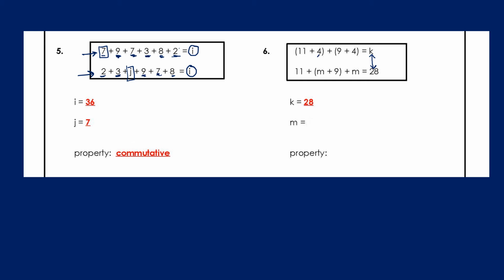And I notice that there's 2 M's and there's 2 4's, so the M must be 4. Now, 11 and 11, 4 and M, 9 and 9, and 4 and M, they're the same order. What's changing is the way we group this problem. So when you change the grouping, that is the associative property.